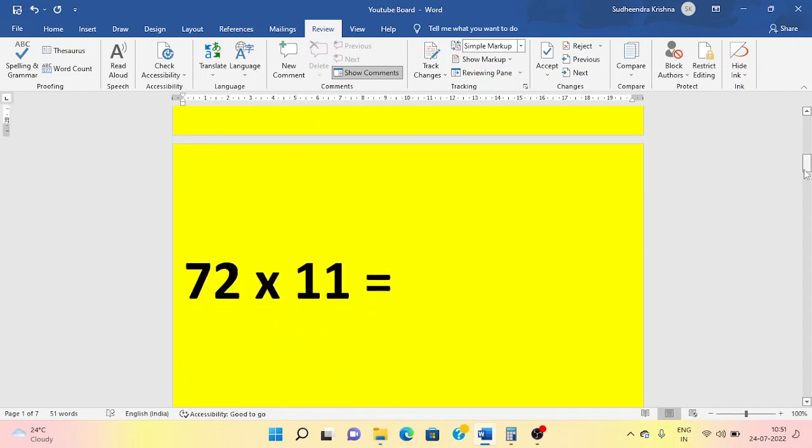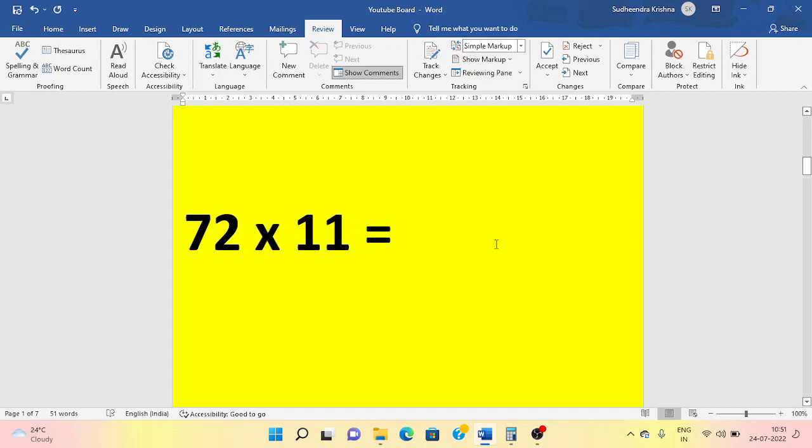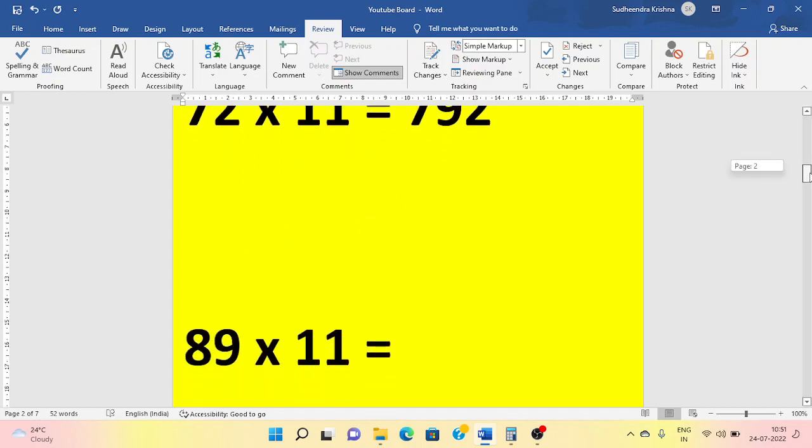Now let us take another 2-digit number, 72 into 11. Put 72 as it is with a space between the digits 7 and 2. Now you have the left portion and the right portion of the answer. Now to get the middle portion of the answer, you add the digits 7 and 2. 7 plus 2 is 9. So this is the required answer. So 72 into 11 is equal to 792.